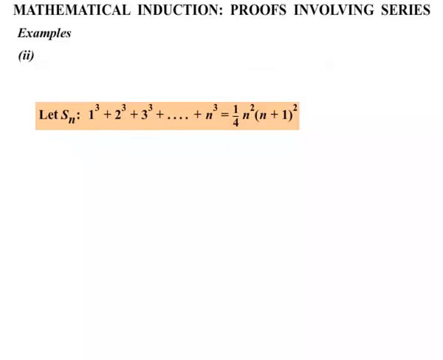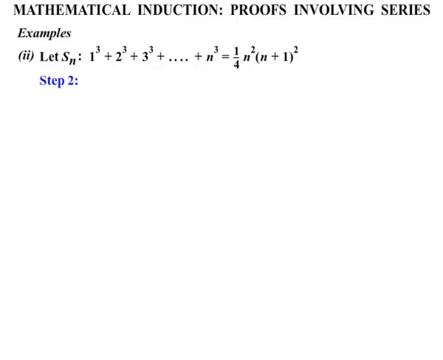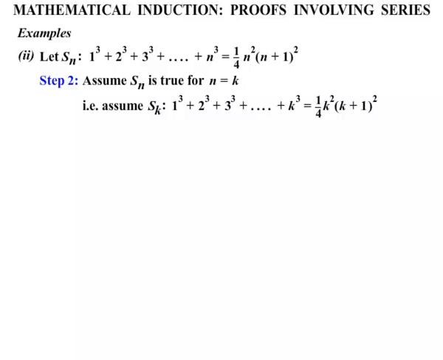Now there's our statement. Again, let's give ourselves a bit more room. The second step, we assume that Sn is true for n equals k. That is, assume Sk, which is 1 cubed plus 2 cubed plus 3 cubed, etc. And basically all we've done there is replace the n's with k. Then we try to prove that Sn is true for n equals k plus 1. That is, try to prove S k plus 1.